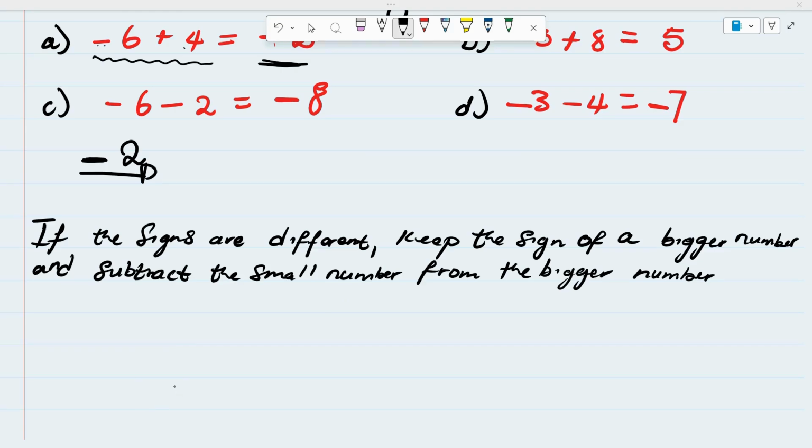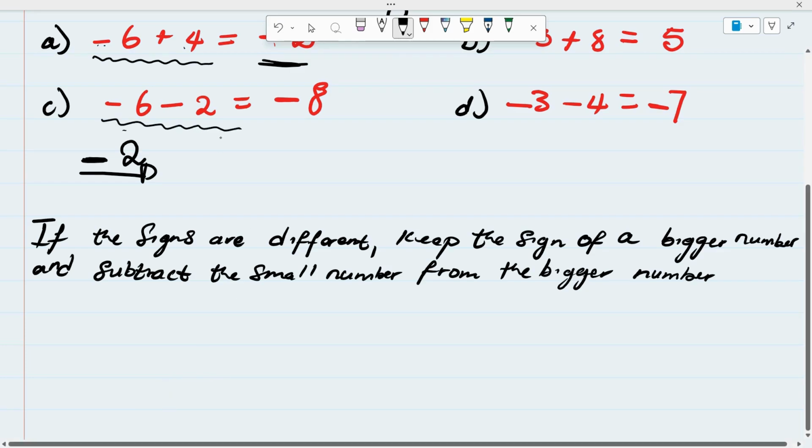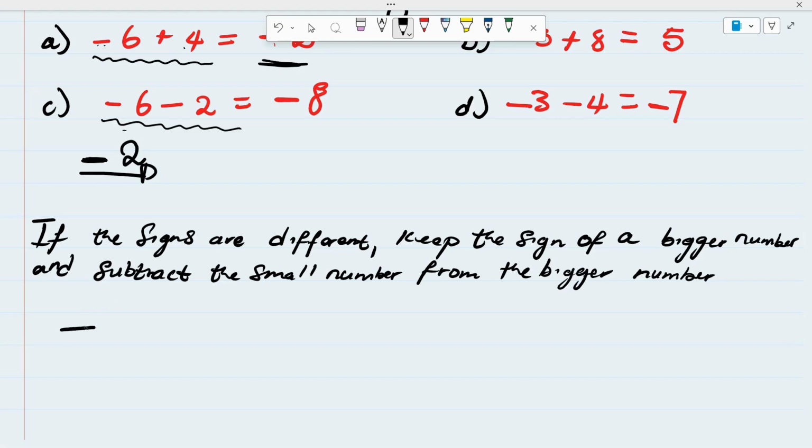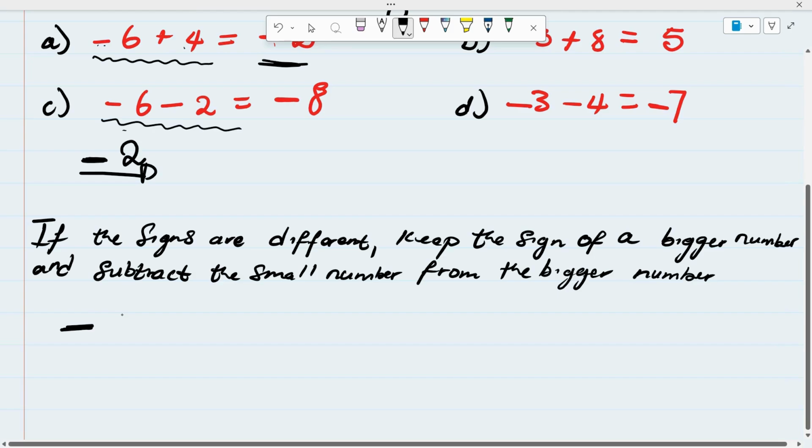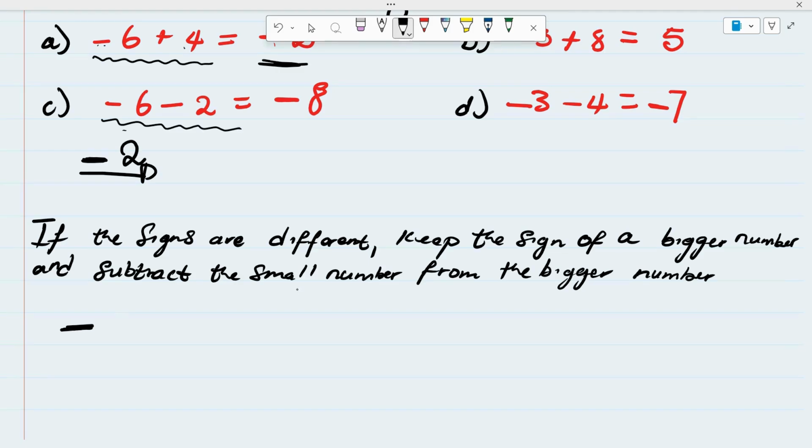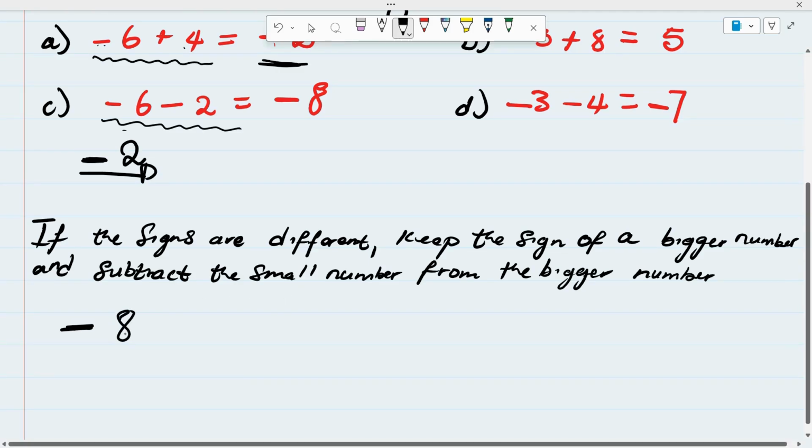And another one is that if the signs are the same, then keep the sign, or keep the common sign, then add the numbers. Like in this case, -6, -2, the signs are the same. So I keep the sign, which is the same, then I add both numbers, which is 6 and 2. So 6 plus 2 gives me 8. So this is the answer, which is exactly the same as this answer here.